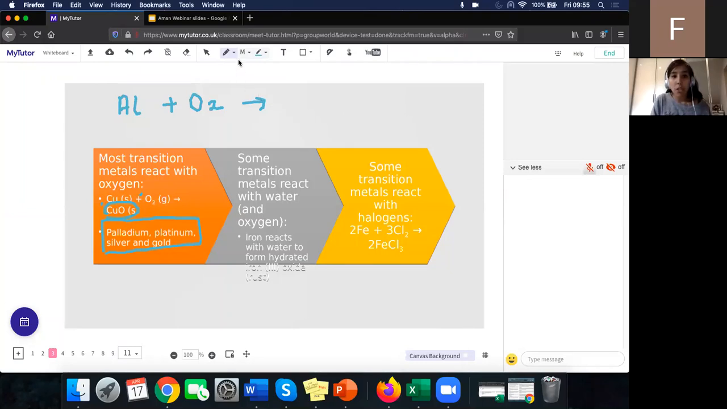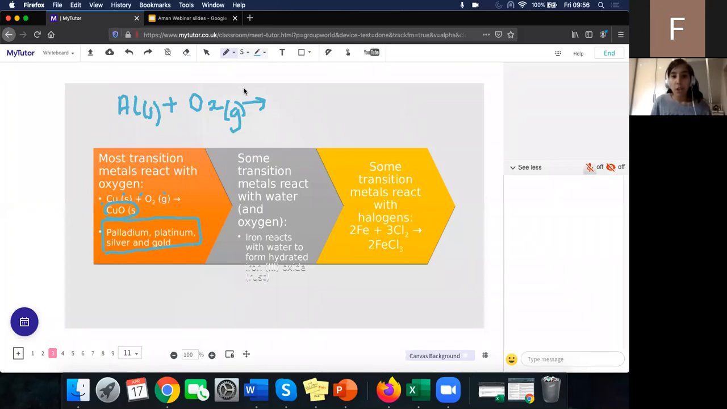Someone's asking, what does the G mean? G means that it's a gas. So remember, oxygen goes around as a gas. These are the state symbols. So copper is a solid, it's a metal. Oxygen is a gas, and it produces a solid of copper oxide. So aluminium is a metal, so that would be a solid. Oxygen is a gas, and we're going to form aluminium oxide. So hopefully you remember yesterday we talked about how to form chemical formulas.